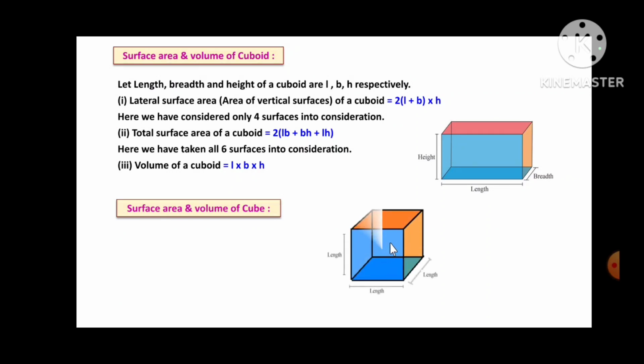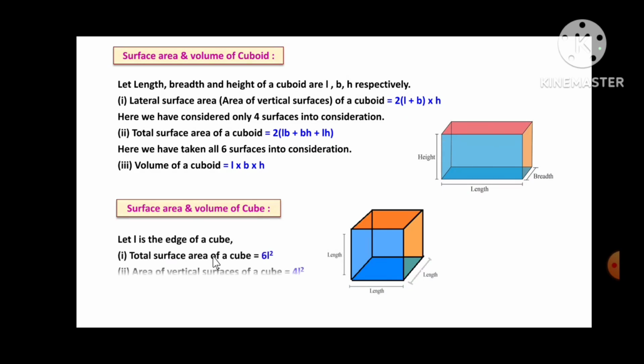Now surface area and volume of a cube. Friends, here you can see the cube whose length, breadth and height are equal. So we wrote here length, length and length. Also it is an edge. Let L be the edge of a cube. So the total surface area of this will be 6L square. The area of vertical surfaces of a cube is 4L square and the volume of the cube is L cube. So these are the different formulas for cuboid and cube.